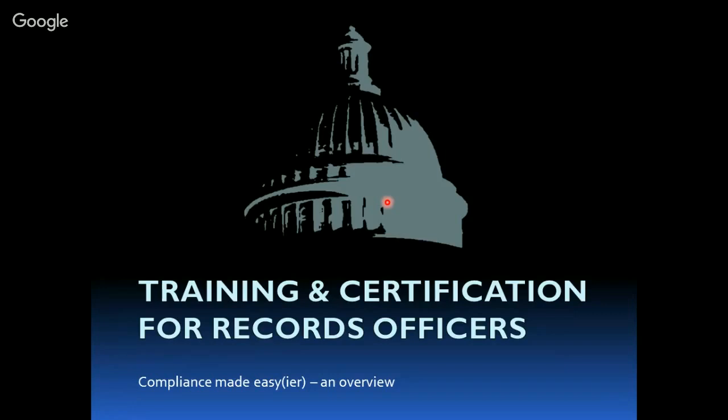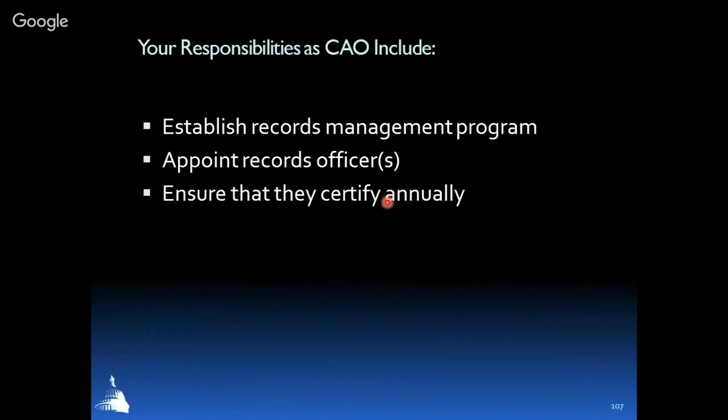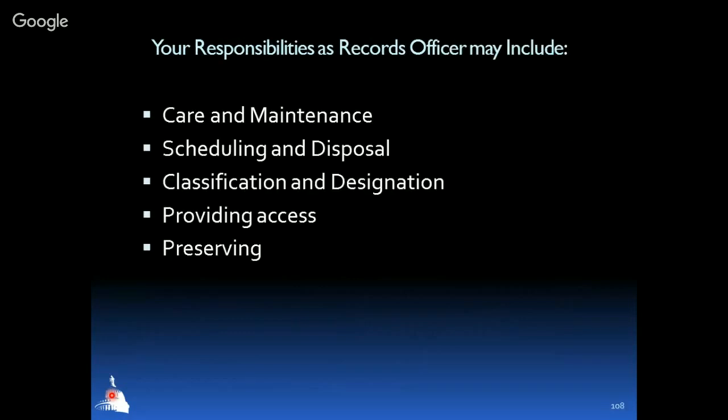So before we get ahead of ourselves, let's just go over some basic responsibilities. If you're a Chief Administrative Officer, your responsibilities include establishing a records management program, appointing records officers, and ensuring that they are certified annually. If you are a records officer, your responsibilities may include care and maintenance, scheduling and disposal, classification and designation, providing access to records, and preserving records.